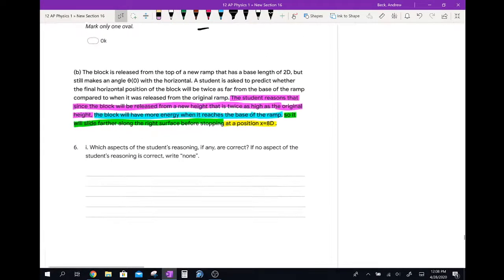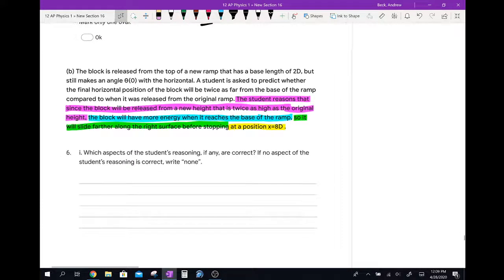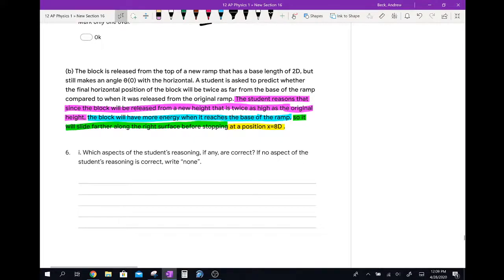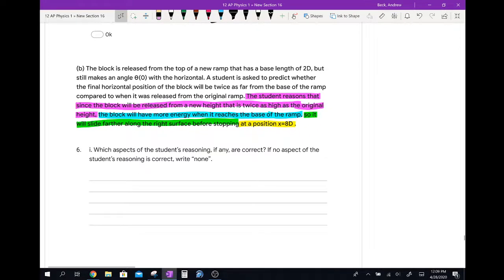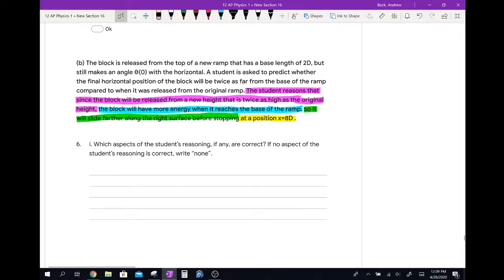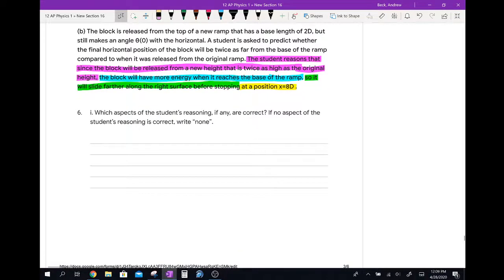All right, here we say the block is released from the top of a new ramp that has a base length of 2d, but still makes an angle theta naught with the horizontal. A student is asked to predict whether the final horizontal position of the block will be twice as far from the base of the ramp compared to when it was released from the original ramp. The student reasons that since the block will be released from a new height that is twice as high as the original height, the block will have more energy when it reaches the base of the ramp. So it will slide farther along the right surface before stopping at a position x equals 8d.